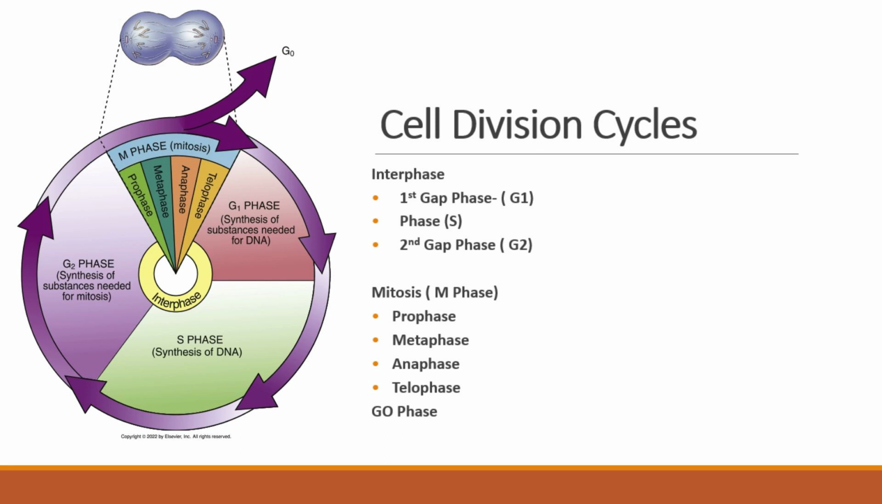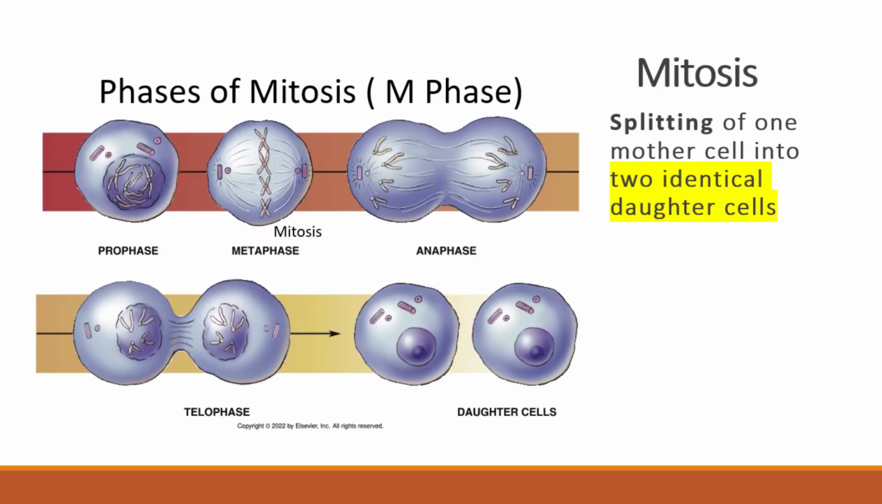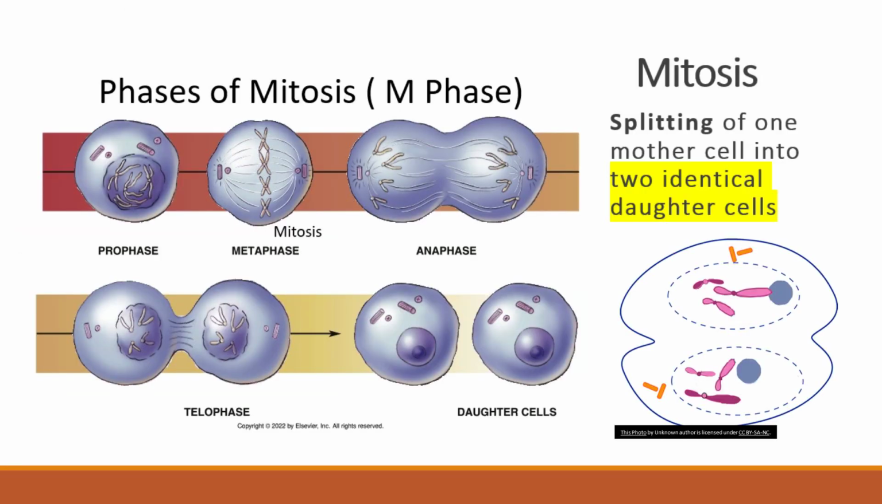telophase. After mitosis is complete, cells that are not going to continue to divide enter the G0 phase or resting phase. During mitosis or M phase, the splitting of one mother cell into two identical daughter cells occurs in four distinct phases: prophase, metaphase, anaphase, and telophase, culminating in the two identical daughter cells. The splitting of one mother cell into two identical daughter cells ensures cellular replication.